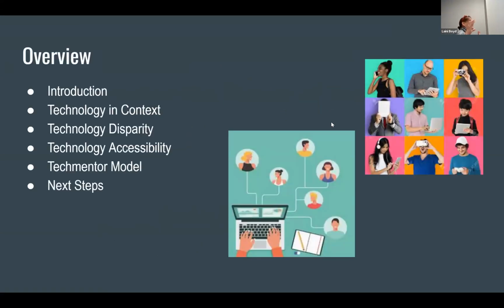Okay. So I like to give an overview so everyone knows what to expect, what we're going to talk about today. We're going to have an introduction. We're going to talk about technology and context. So remember I said it's not assistive technology, which a lot of times when people talk to people with disabilities about technology, that's all they want to talk about. We're talking about it a little bit differently. We're talking about technology disparity and what that means and how we can change that, and technology accessibility, what technology should look like, and the tech mentor model, which is how we can bridge those gaps. We're also going to talk a little bit about next steps for what we can do to change it.